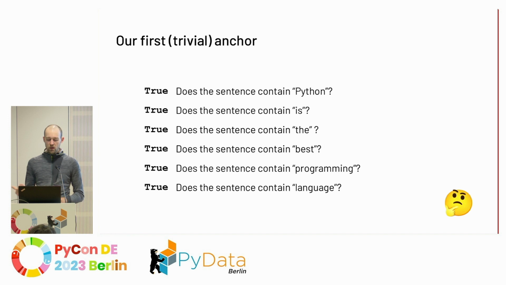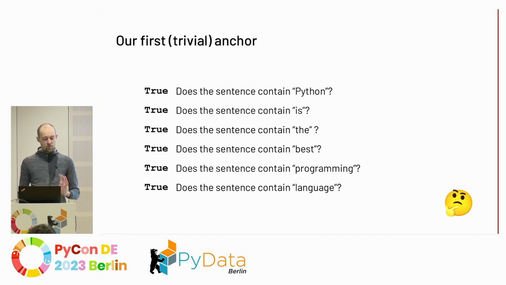Right? We know that if the sentence contains the words Python is the best programming language, we get a positive sentiment. That fulfills our definition, right? So we have these 6 rules, all of them apply, we get a positive sentiment. But of course, it's not really helpful, right? So it doesn't tell us anything more than what we have already learned.